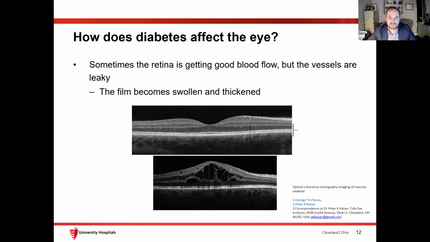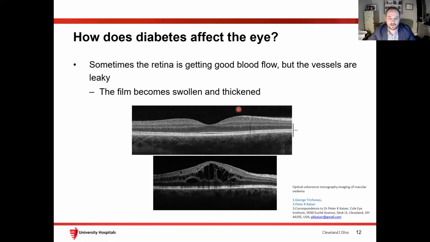The other way that we can see significant changes is something called macular edema, a fancy word for swelling in the back of the eye. The retina can be getting good blood flow, but if those blood vessels that are irritated have little holes in them, you'll start to see fluid and liquid draining out.